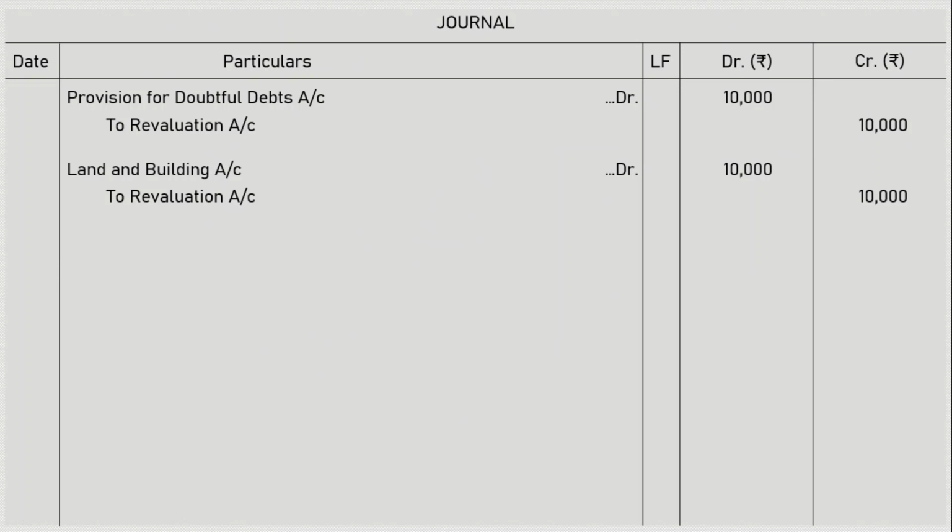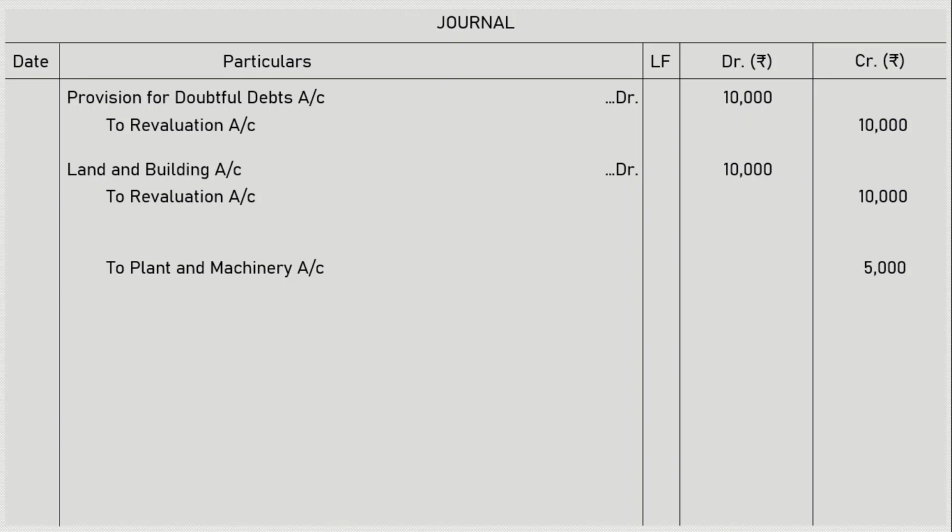Now, plant and machinery is also our asset. Asset has a debit balance. To decrease debit, we will credit. So credit plant and machinery account by rupees 5,000. Then, as the value of our asset is decreasing, it means we are losing something. And as we are losing, all expenses and losses are debited.